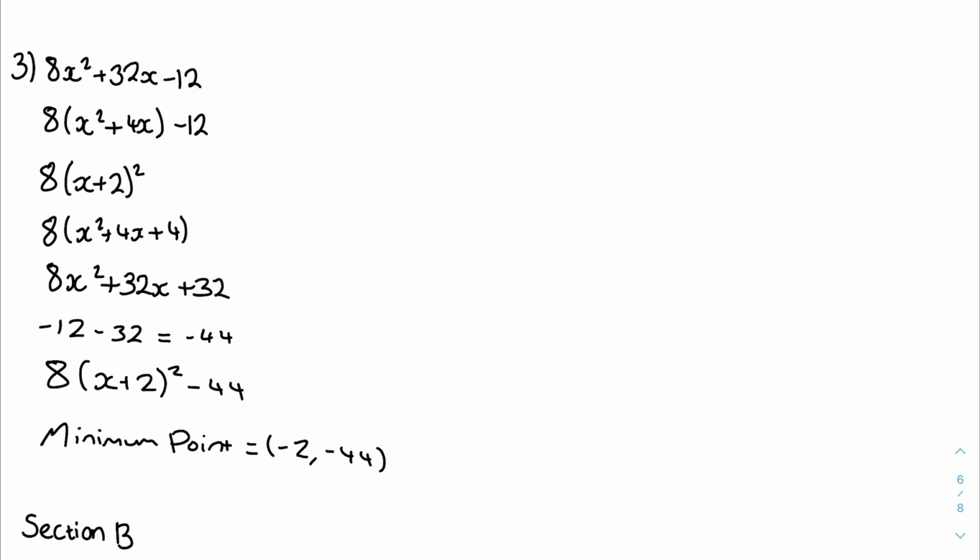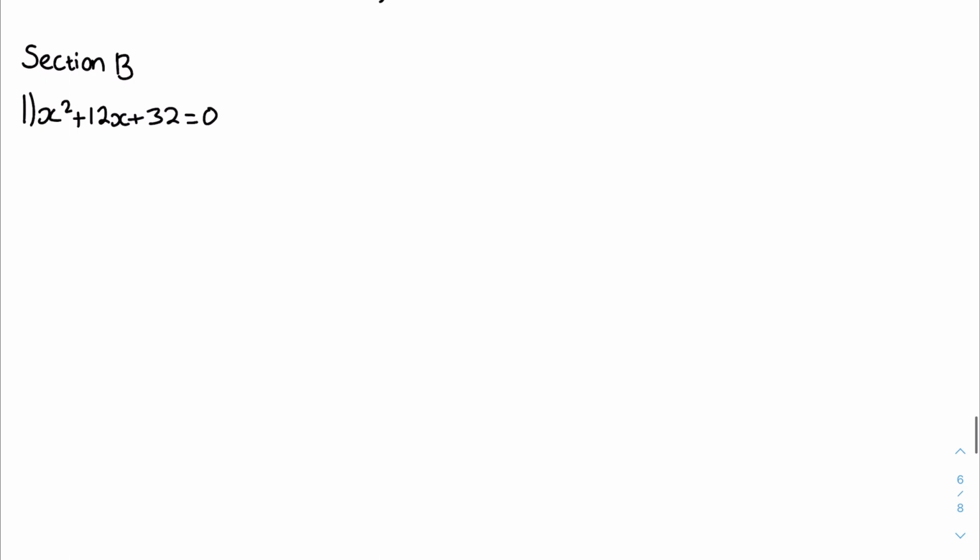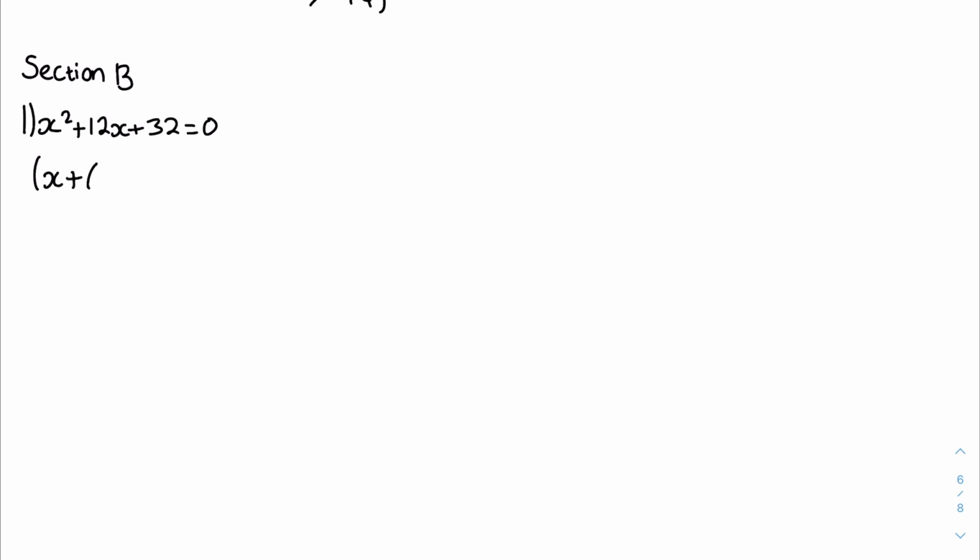Okay, so now moving on to section B. Section B asked us to essentially complete the square and solve. So same sort of process. Let's complete the square first of all, as it's already in the quadratic form because it's equal to 0. So we're going to half our b value, which will give us 6. So x plus 6 squared.